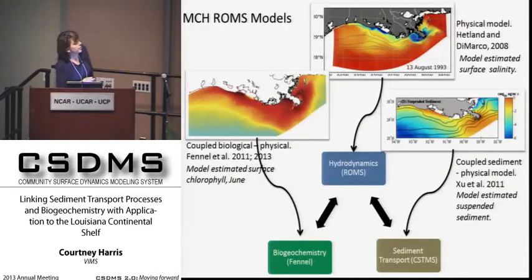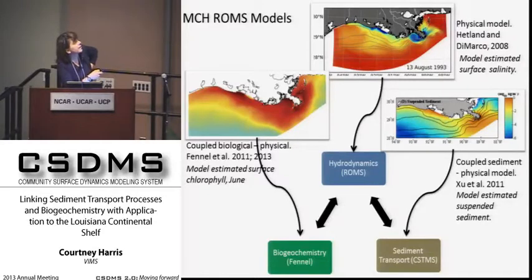A lot of the work that I'm going to present has been part of the Mechanisms Controlling Hypoxia program, and within that program, which has been mostly funded by NOAA, we've developed a suite of numerical models within the Regional Ocean Modeling System. ROMS is a 3D hydrodynamic model. Within MCH, we've developed three models within ROMS. The framework of our models is the physical oceanographic model developed by Rob Hetland.